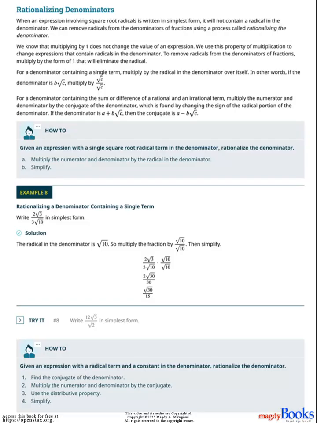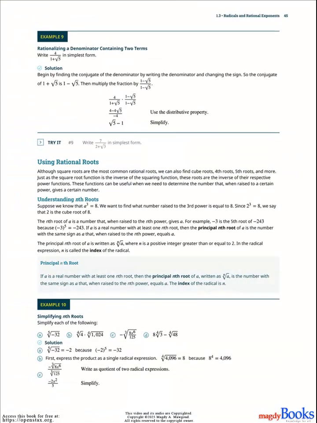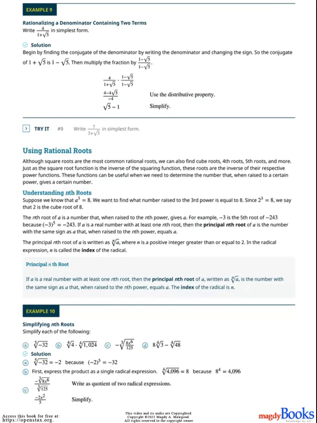How to? Given an expression with a radical term and a constant in the denominator, rationalize the denominator. 1. Find the conjugate of the denominator. 2. Multiply the numerator and denominator by the conjugate. 3. Use the distributive property. 4. Simplify. Example 9. Rationalizing a denominator containing 2 terms. Write 4 over 1 plus square root of 5 in simplest form.